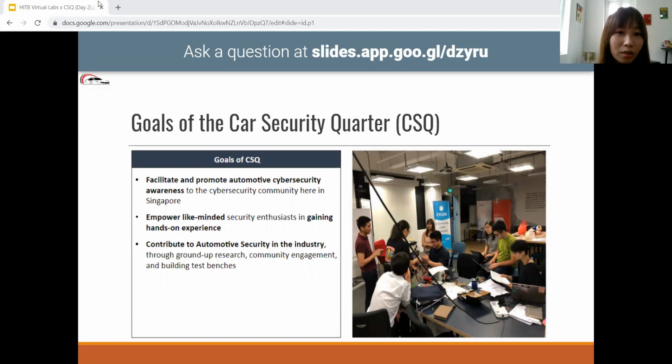So the goal of CSQ is to facilitate and promote automotive cybersecurity awareness to the cybersecurity community here in Singapore. Mainly, in Singapore, cars are very expensive, so we wanted to empower like-minded security enthusiasts to get hands-on experience. In order to do so, we built vehicle test benches to create a safe environment for people. We also do some ground-up research and community engagement so that we can eventually contribute to the automotive security industry.